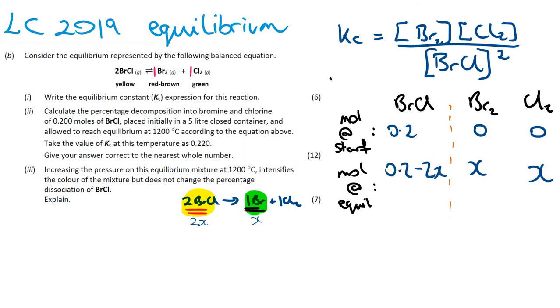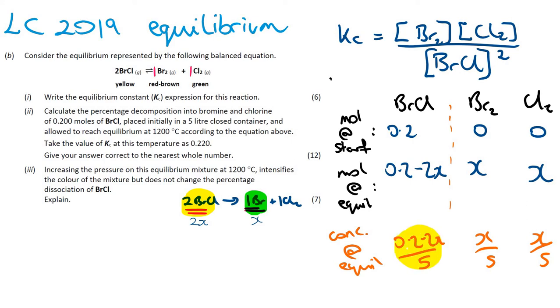Okay, so for concentration, we need to include the volume, okay? So the volume here is 5 litres. I could say that concentration at equilibrium is 0.2 minus 2x over 5, because that's the volume. And then this will be x over 5, and this will be x over 5. But in my Kc expression, because I have to square this term, what's going to happen here is all my denominators are going to cancel. So I'll write that out. I can just show you that.